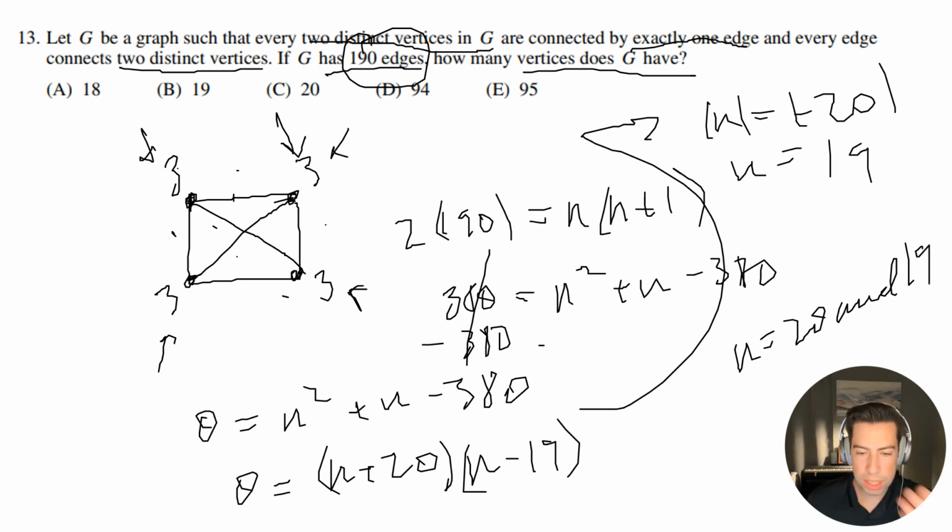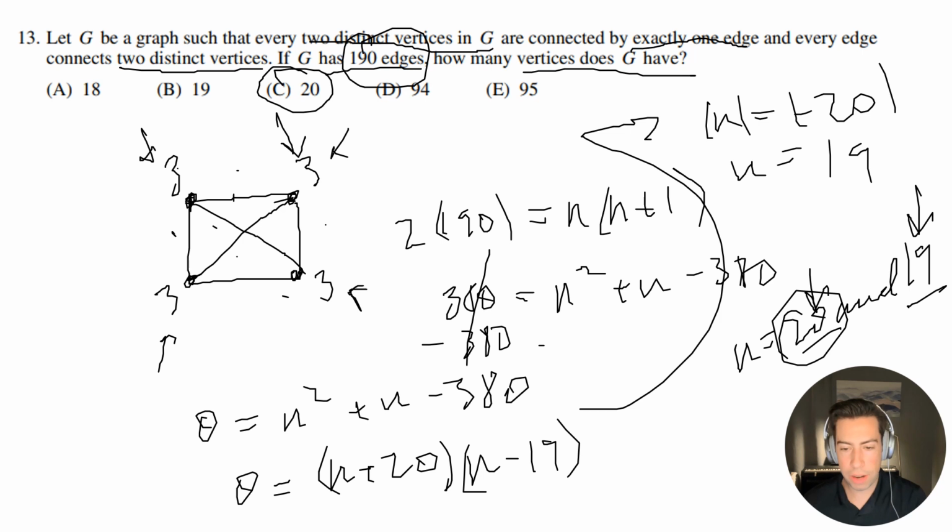Now my question is, what is the number of vertices? Is it going to be 20 or 19? We know the number of vertices has to be 1 greater than the maximum degree. So this is our maximum degree, and this is our total number of vertices. So our total number of vertices is going to be 20, and the correct answer is going to be C. All right, guys, so that is the correct answer. Kind of a longer video, but if you have any questions, feel free to comment below, and I will see you guys in the next video.